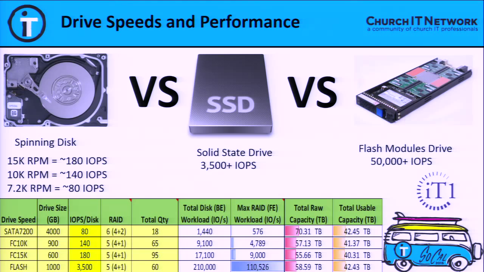With regards to the capacity at the bottom, I gave you four different scenarios. All of them give you roughly 40 terabytes of usable space. But you can see in the sixth column the maximum rate and what the workloads are. If you went with the slowest drives, you may get a lot of capacity from those 18 drives, but you're only driving a very low amount of IOPS.